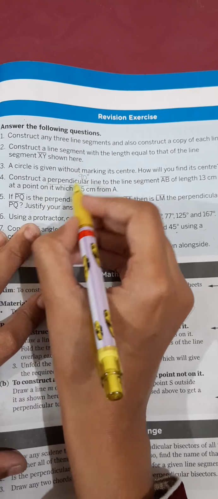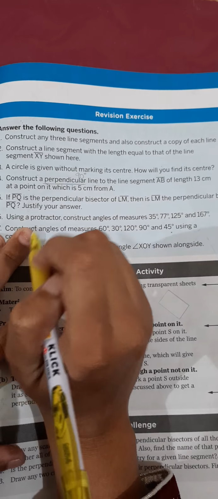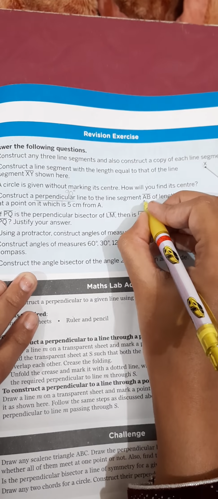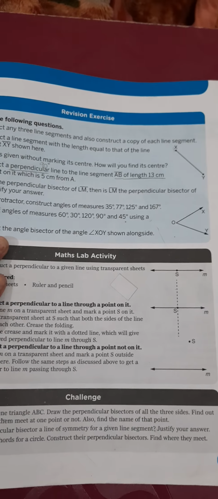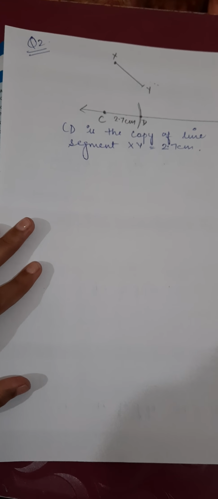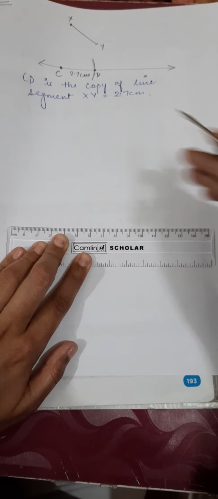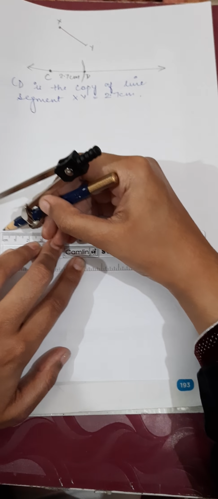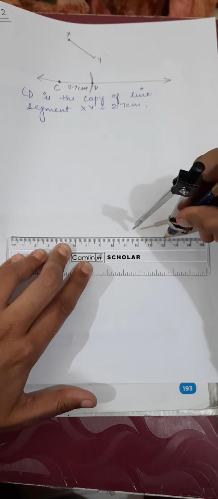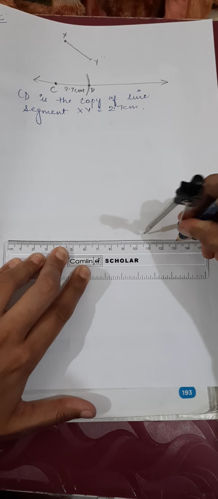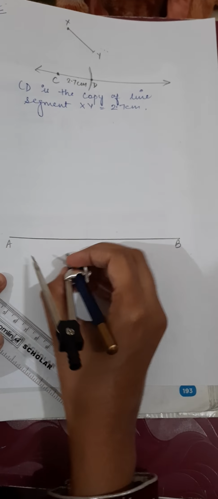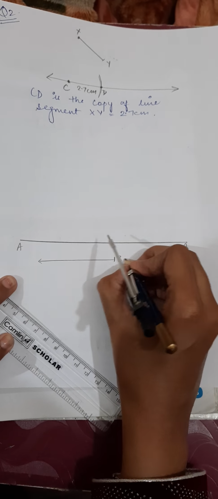Perpendicular means you have to draw an angle of 90 degrees on a line segment AB, which is of length 13 centimeters. So let us draw this first. Firstly, let us draw the line AB, which is 13 centimeters. Starting from here and then till 13, till here. A and B. This complete line is 13 centimeters.